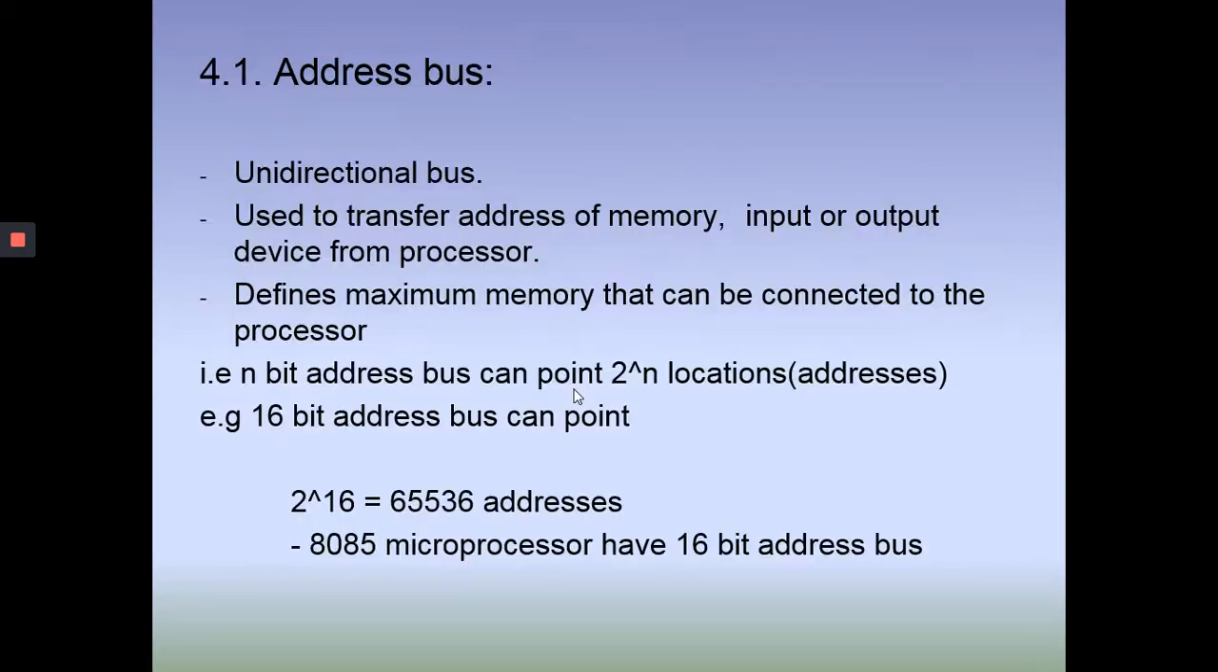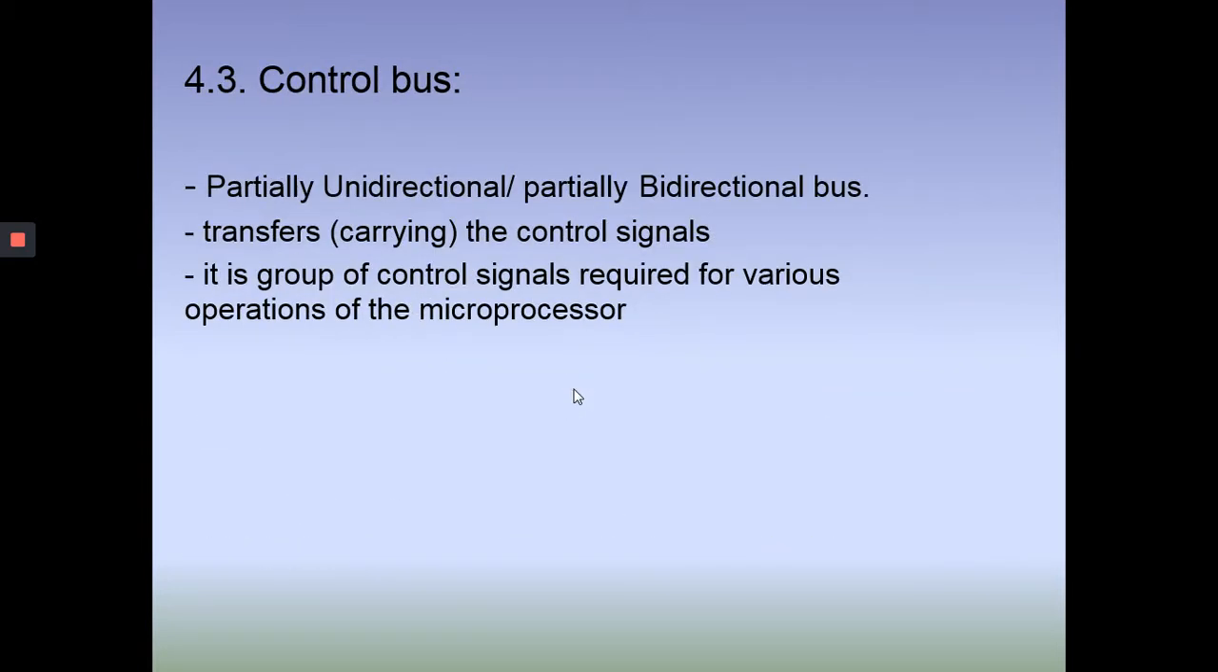So the control bus is partially unidirectional and partially bidirectional, because a control signal may sometimes flow in both directions, from the processor to memory or input output, and in certain cases like DMA, direct memory access, which we will learn later on, control signals may flow from input output devices to the processor as well. So the control bus is partially unidirectional and partially bidirectional, depending on the type of operation being performed.